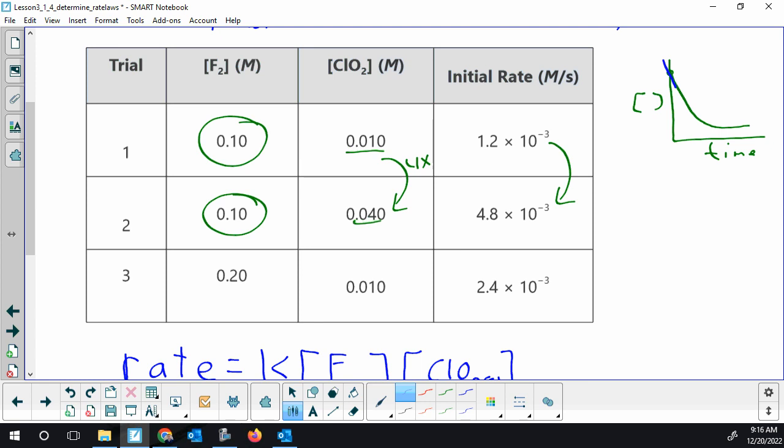So 1.2, is this 4 times or is this 16 times? It is 4 times faster rate in experiment 2 compared to experiment 1. If you didn't see the number, you would take the second, divide by the first. So 4.8 divided by 1.2. The 10 to the minus 3s are going to cancel, so whether you put them in your calculator or not doesn't matter. So 4.8 divided by 1.2 is 4 times.